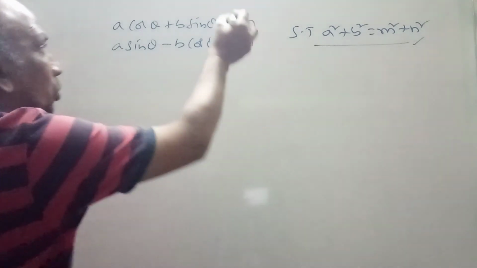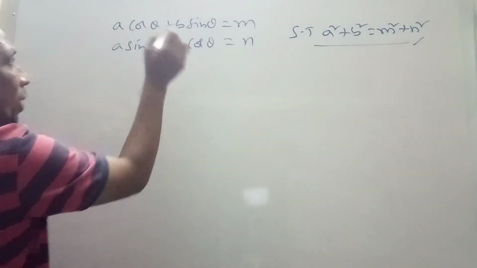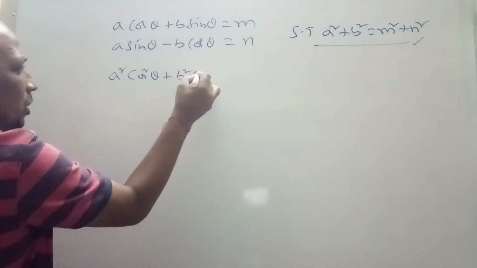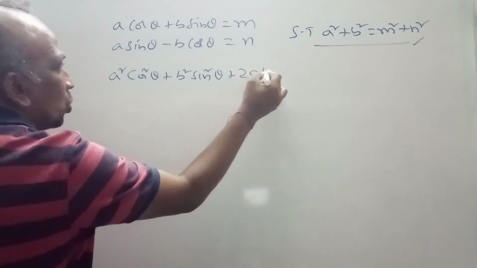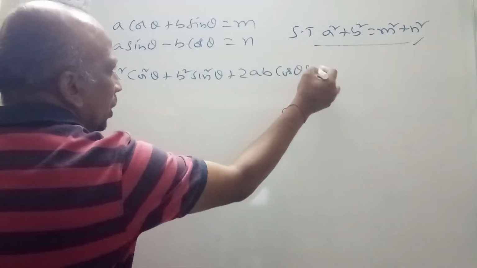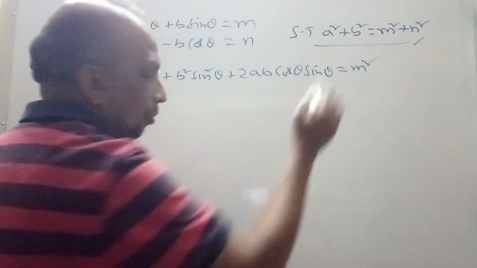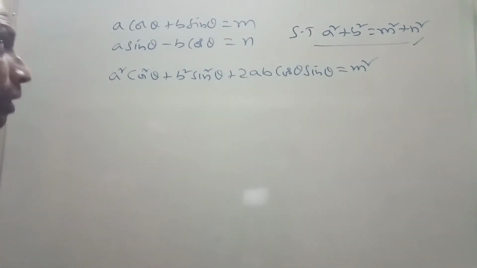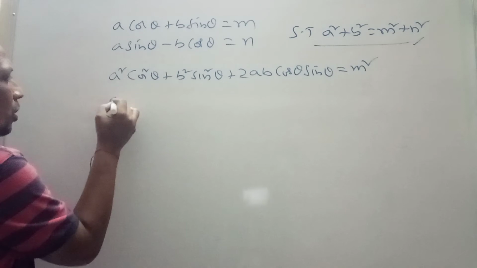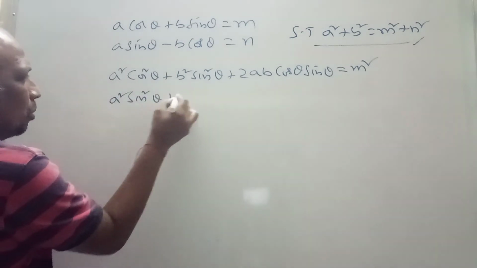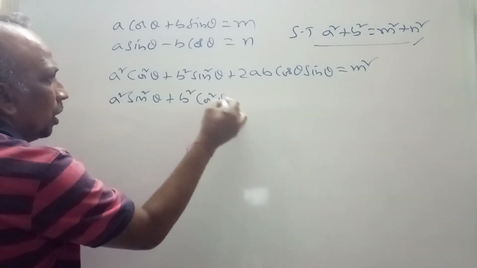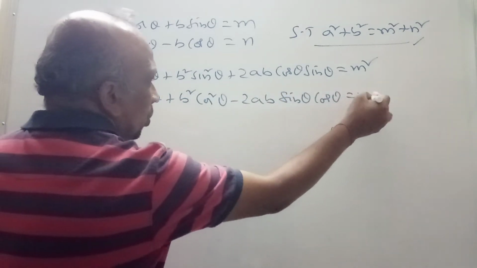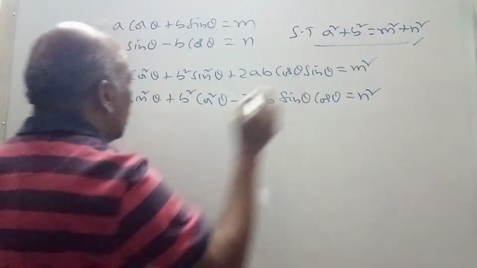Now directly you can do squaring on both sides, right? If we do squaring on both sides, you will get a square cos square theta plus b square sin square theta plus 2ab cos theta sin theta, which is equal to m square. Same way, if you do the second one, a square sin square theta plus b square cos square theta minus 2ab sin theta cos theta is equal to n square, because we should add.